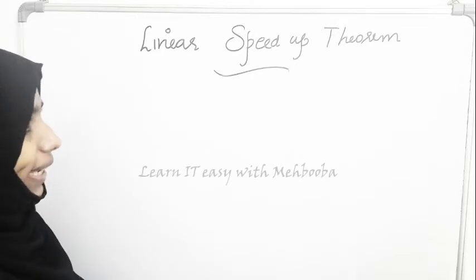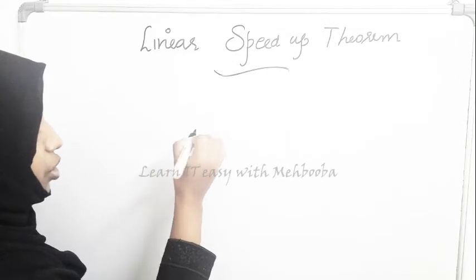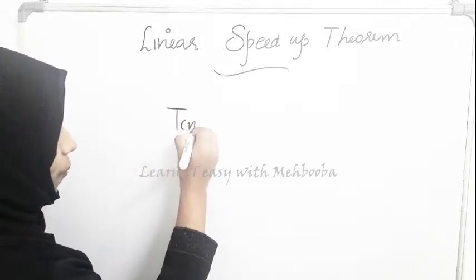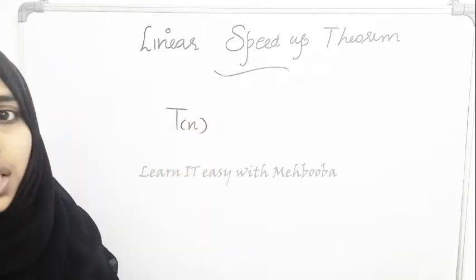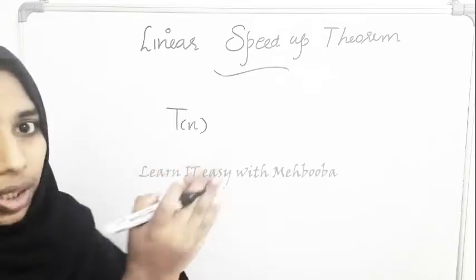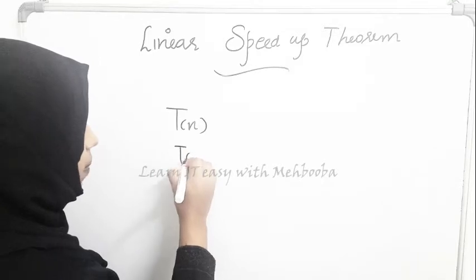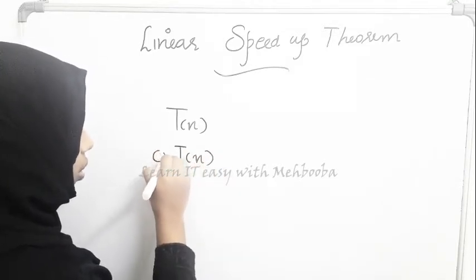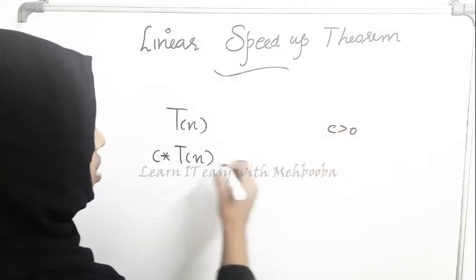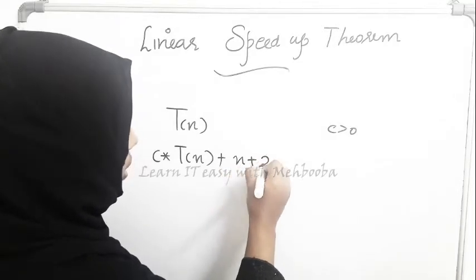The linear speed up theorem states that if some Turing machine is performing some computation in t of n time, there is another Turing machine, which, if the first is non-deterministic, will also be non-deterministic, which can perform the same task in c into t of n plus n plus 2 time, where c is a constant which is greater than 0.